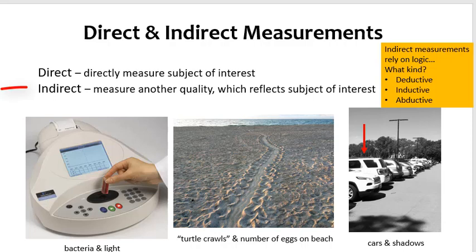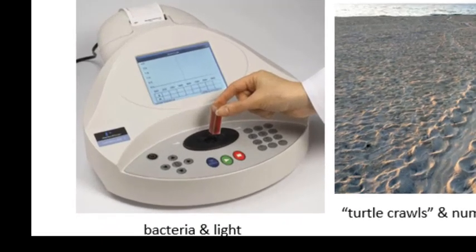Indirect measurements are often used when it's too difficult to directly measure what you're interested in. For example, if you test out different antibacterial cleaners, it's really difficult to measure the number of bacteria left. They're just too small and generally too many. But we can use a measurement of light instead.